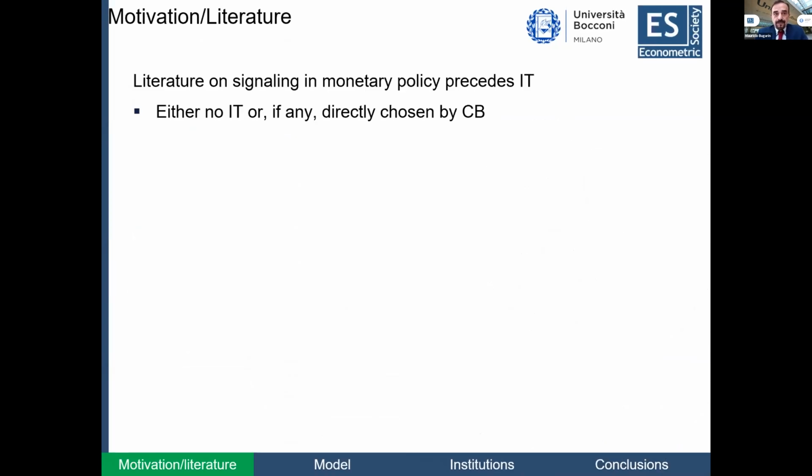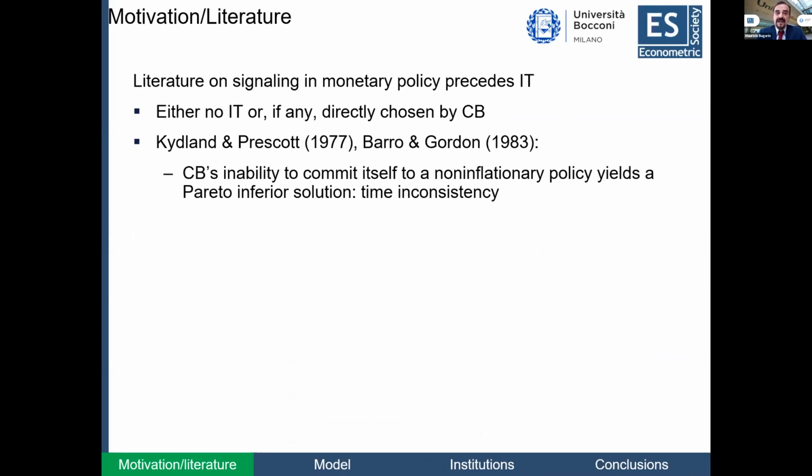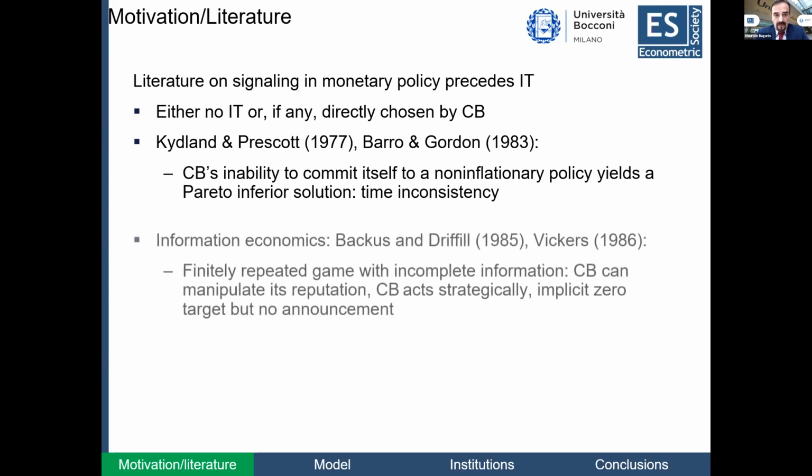However, the literature on signaling in monetary policy precedes inflation targeting, and in that literature, either there is no targeting at all, or if there is targeting, it is directly chosen by the central bank. To give a very quick review, the seminal papers are Kydland and Prescott, 1977, and Barro and Gordon, 1983. In those papers, the central bank's inability to commit to a non-inflationary policy yields a Pareto inferior solution. That's the typical time inconsistency situation where society anticipates what the central bank is going to do.